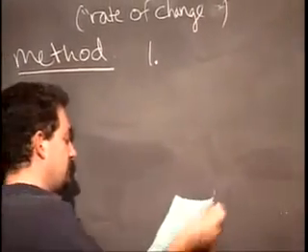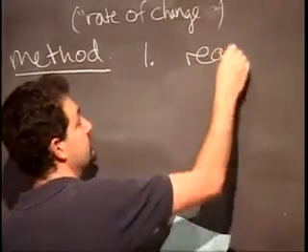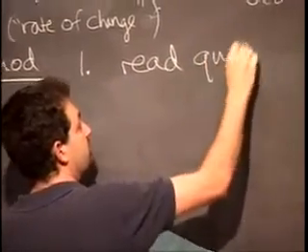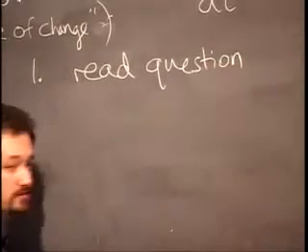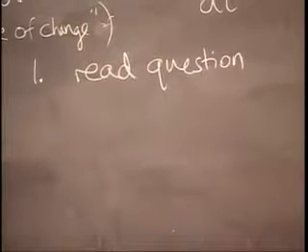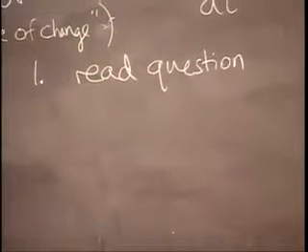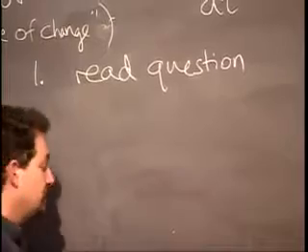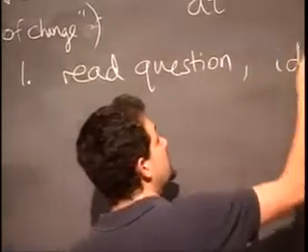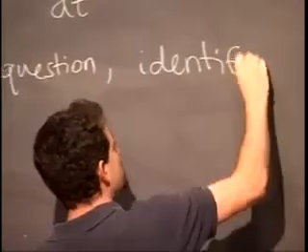So step 1 has a few little parts to it. Basically, the idea is read the question. Okay, well, that's pretty obvious. You've got to do that all the time, but really read the question. It'll have more words than normal. It might be all words with a few numbers. But the point is you have to identify changing quantities.